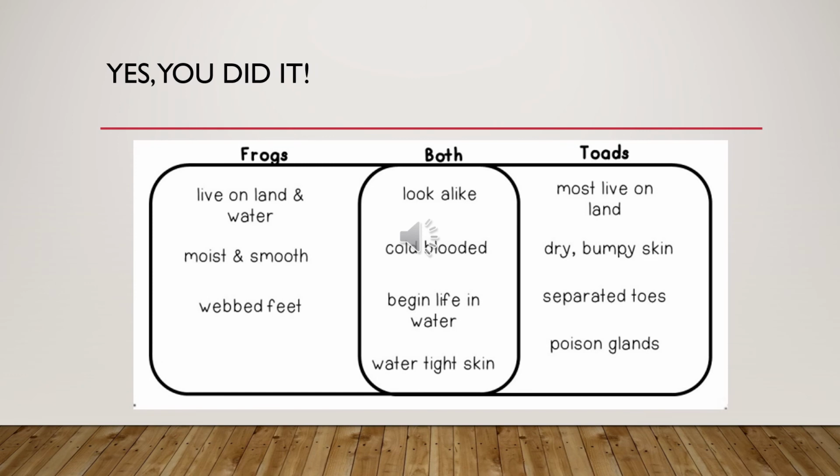If you were able to think through and discover that frogs live on land and water, they have moist and smooth skin, and they have webbed feet. But we also learned about toads. Toads mostly live on land. Their skin is very dry and very bumpy. They have separated toes. They also have poison glands to help defend them from predators.